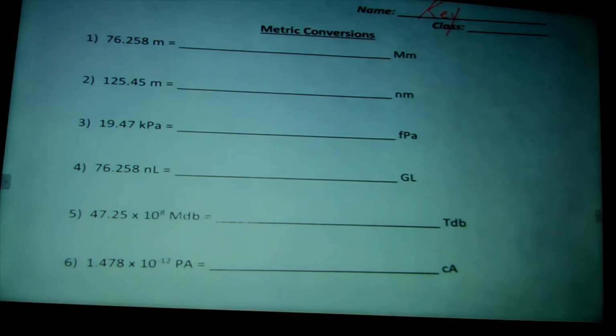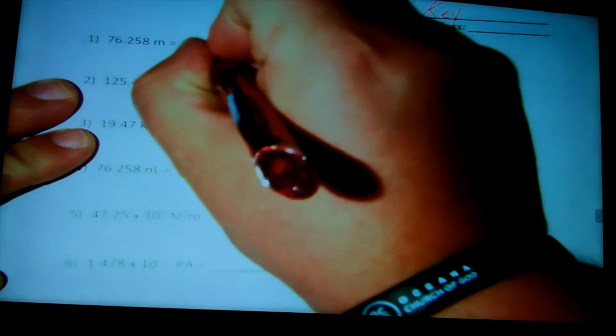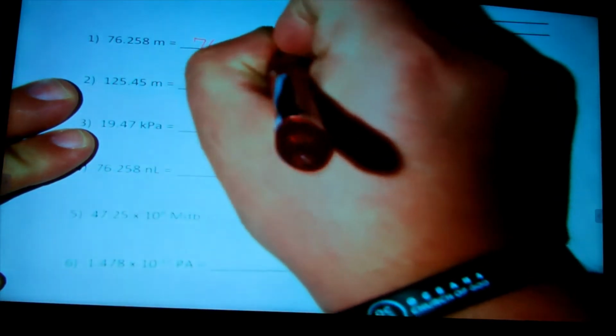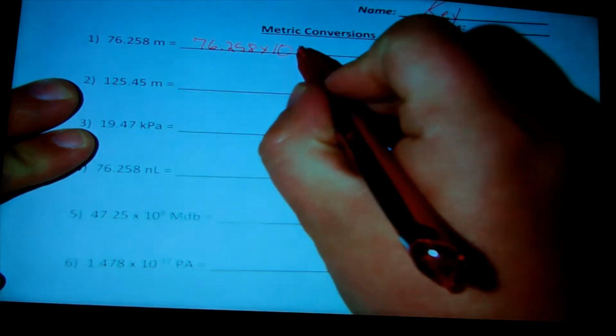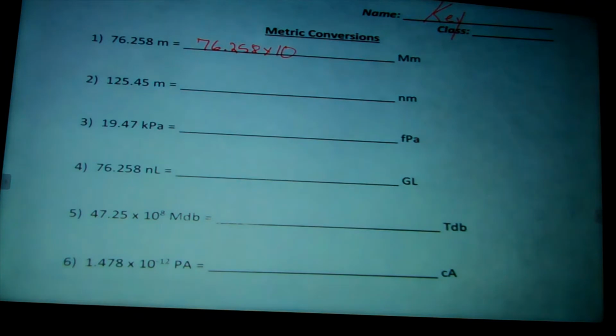In this, step one that we do, we always write the number down. So 76.258 times 10 to something another. And that's where that something another is going to go. I'm saying something another, that's just that exponential value. So we have to find the differences in the prefixes.